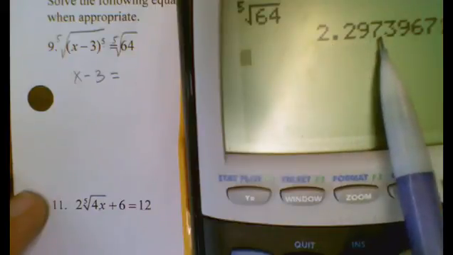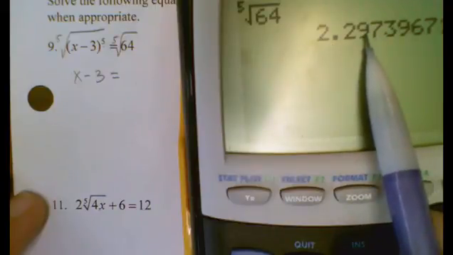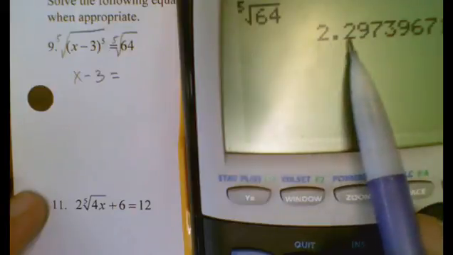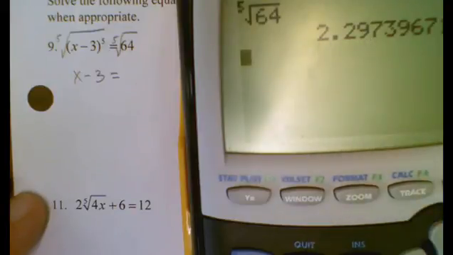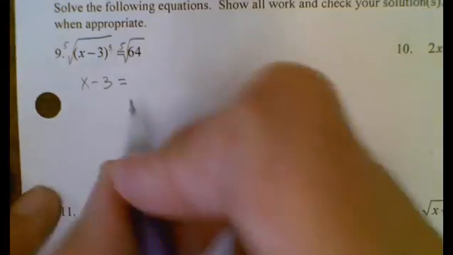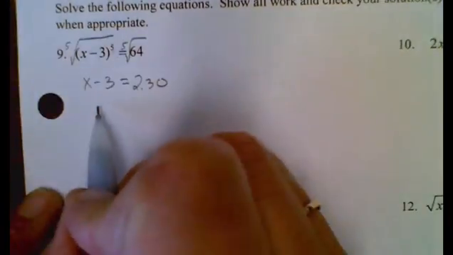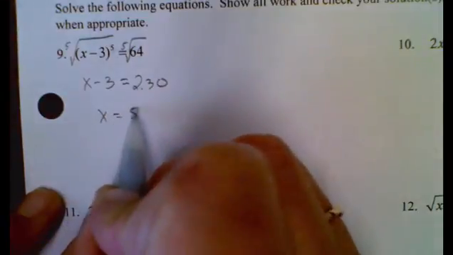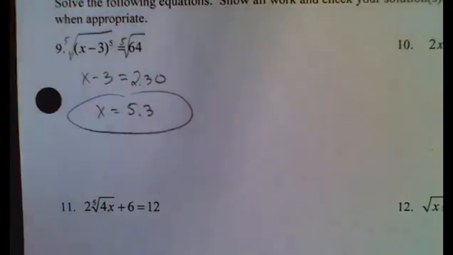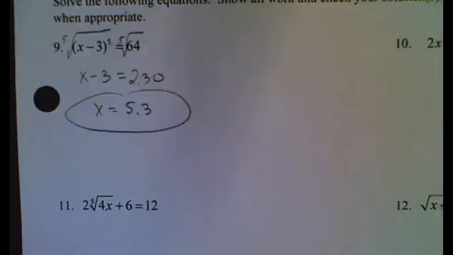There's a 7 here, so that means I have to round that 9 up to a 0. So it's 2.30 rounded to the nearest hundredth. And then to solve that equation, we add 3, so I get 5.30. So all we have to do is take the 5th root and then add 3.